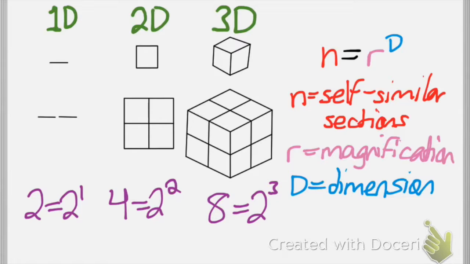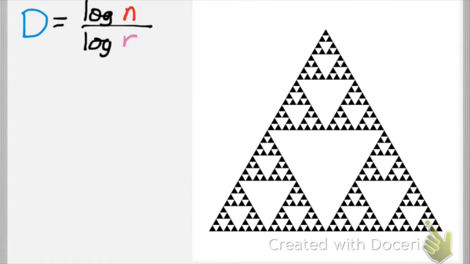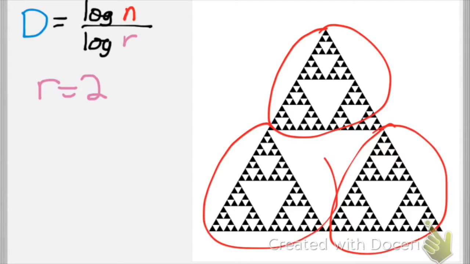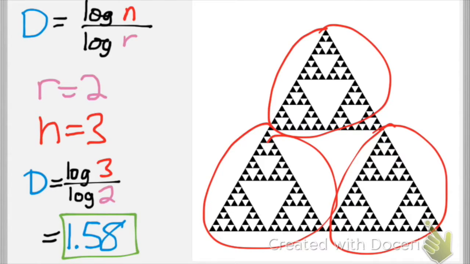Finding the dimension of a figure in terms of n is derived from that. D equals log of n over log of r. Now, let's try this formula on our Sierpinski triangle. Let's use 2 again for the magnification factor, r. Now we need n, the number of self-similar sections. The Sierpinski triangle has 3 sections that are self-similar. So to calculate dimension, we take log of 3 over log of 2, which approximately equals 1.58. Though we can't really visualize it, the Sierpinski triangle's dimension is fractional.